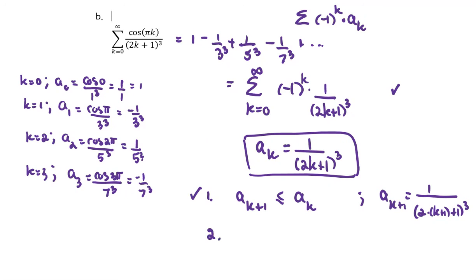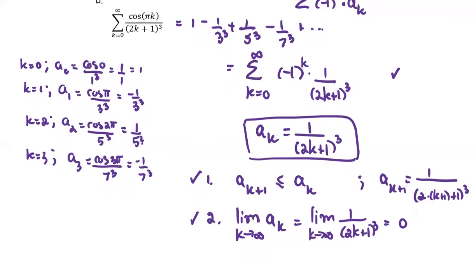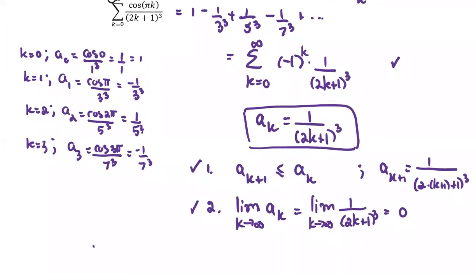So number 2, we find the limit of a_k as k approaches infinity, which is the limit of 1 over the quantity 2k plus 1 to the third. As k approaches infinity, we get the limit value is 0. So number 2 is checked. Therefore, by the alternating series test, this series converges.